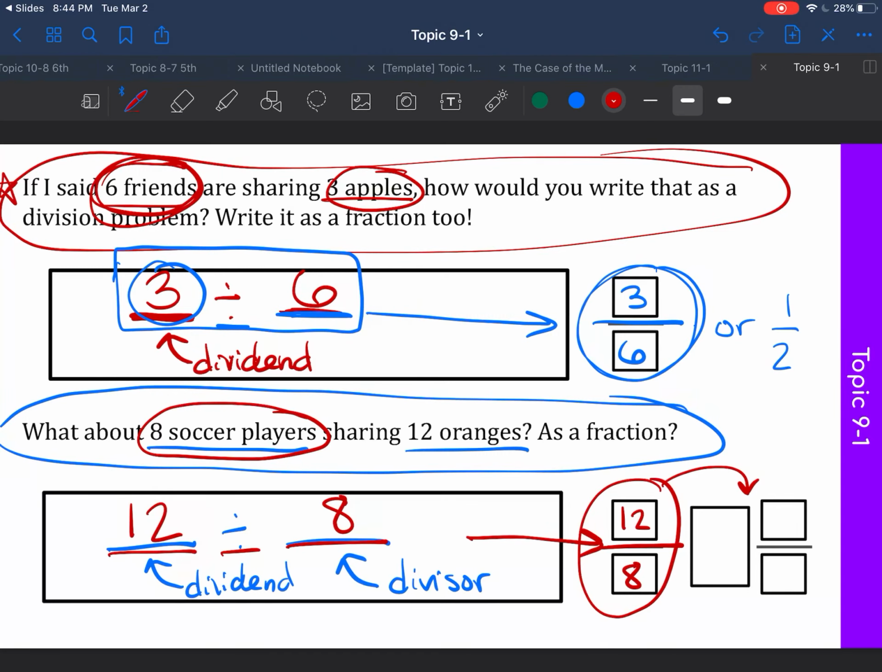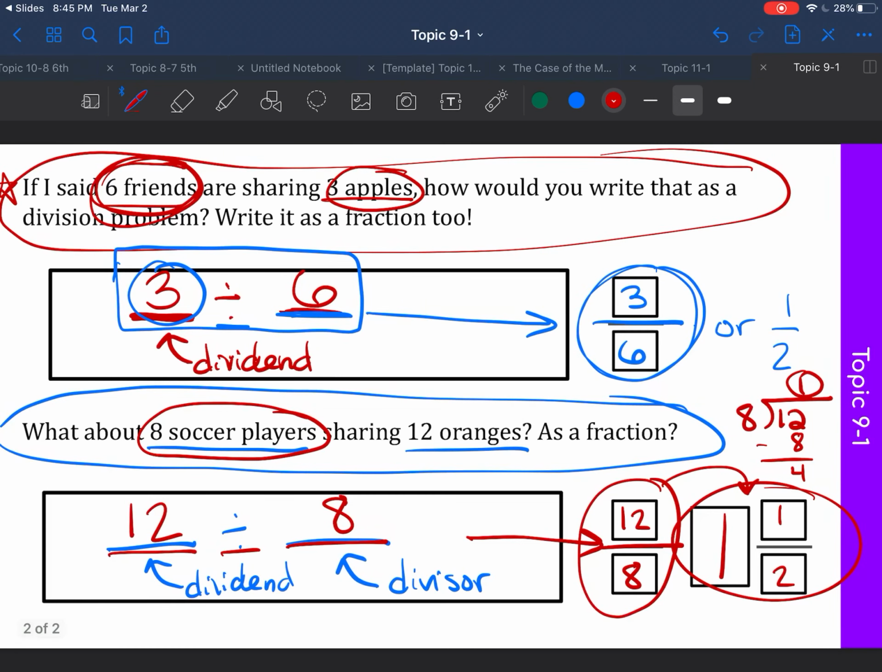By solving this problem, we're going to figure out, if we have 12 oranges and 8 soccer players, how many pieces of orange will each soccer player get? Well, they'll get 12/8, which is equivalent to 12 divided by 8. 8 goes into 12 once to get 8. You subtract and you get 4. So 1 whole and 4/8 each soccer player gets, but we know 4/8 can be simplified to a half. So each soccer player gets 1.5 oranges.